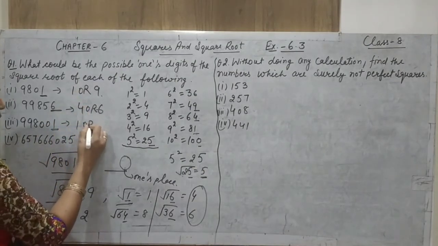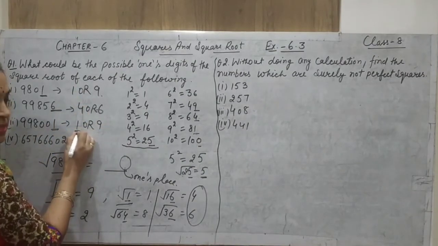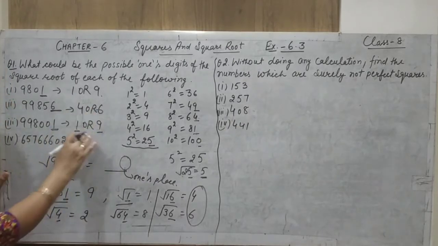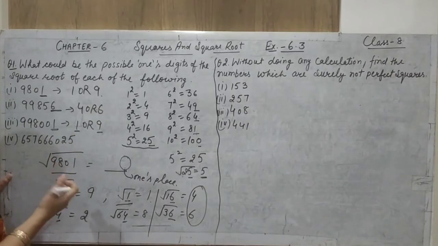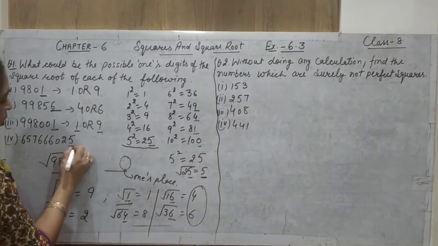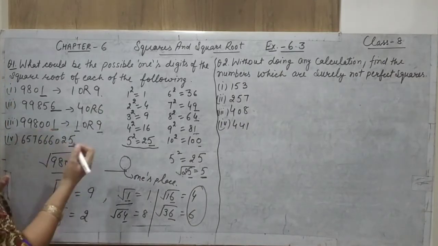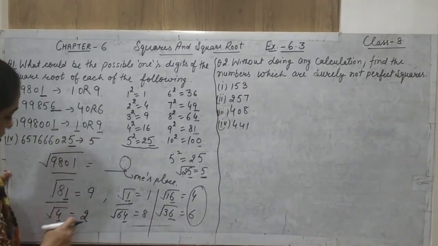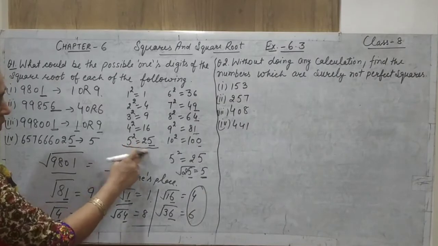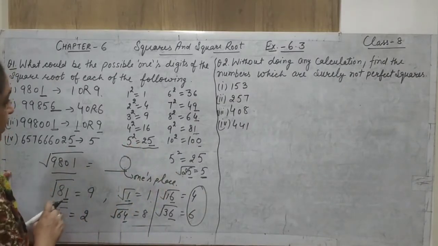Answer: either the unit place is 1 or the unit place is 9. These are not the answers, these are just the unit places of the answers. Similarly, if the question is filled with 5, the answer's unit place is also filled with 5, as you can see in this case, 25. We have seen this now.